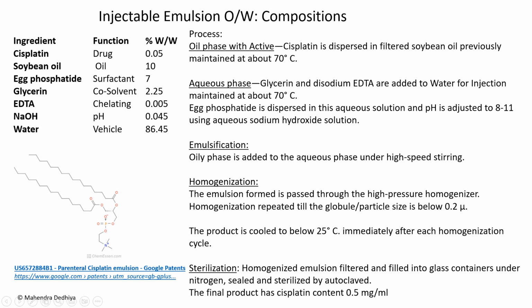Emulsion is homogenized and it goes through several cycles of homogenization until the globule particle size is below 0.2 micron. This is a requirement generally for injectable and parenteral products so that they can be filtered and also they are small enough so that they can be injected without the pain. Product is cooled after each homogenization cycle and the cycle keeps on repeating. Product is sterilized after filtration through steam sterilization, generally done at 121 degrees for 15 minutes. And the product content is measured at 0.5 milligram per ml.